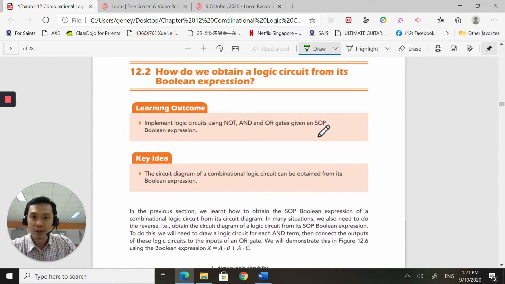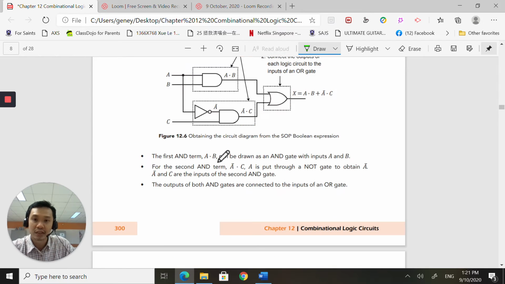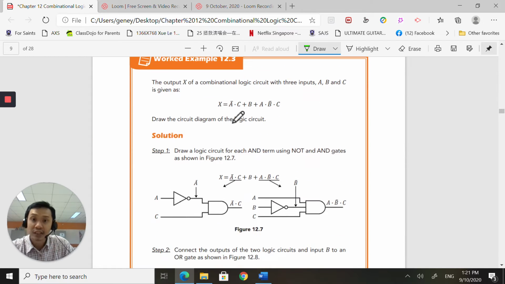Okay, so the whole idea is that we want to take it step by step. The first thing is I want to find out how many inputs there are. Let's look at this example, Word Example 12.3. I know I've got A, B, C, so I know I've got three inputs here. I need three inputs.